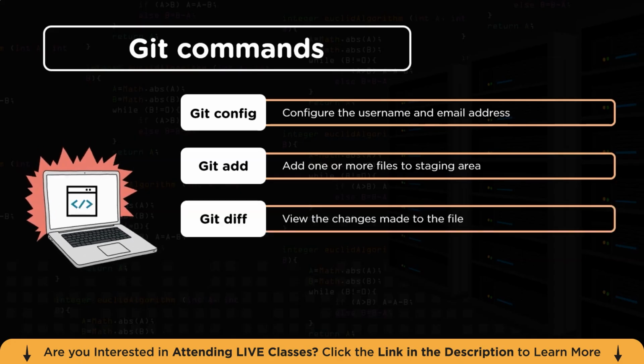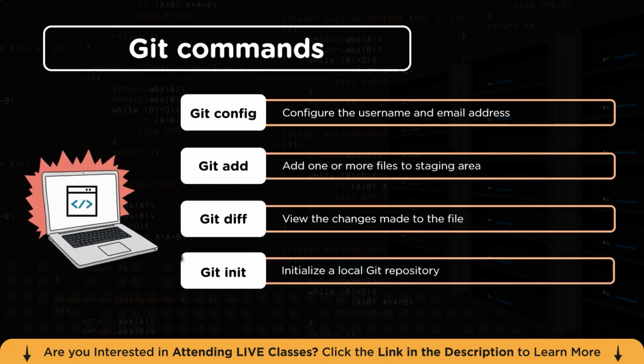All of them could be added to the repository using this command. Then we have the git diff command, which helps in finding and viewing changes made to the file between commits. Fourth command is the git init command. It is used to initialize a repository.